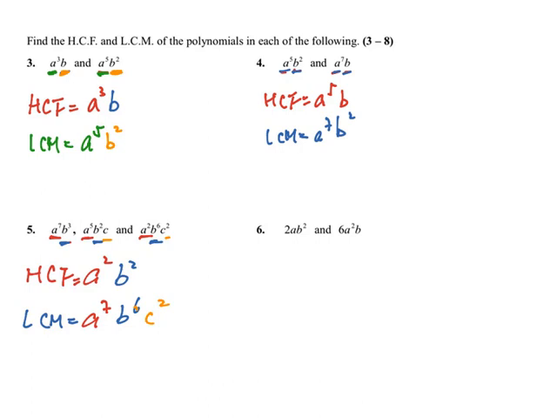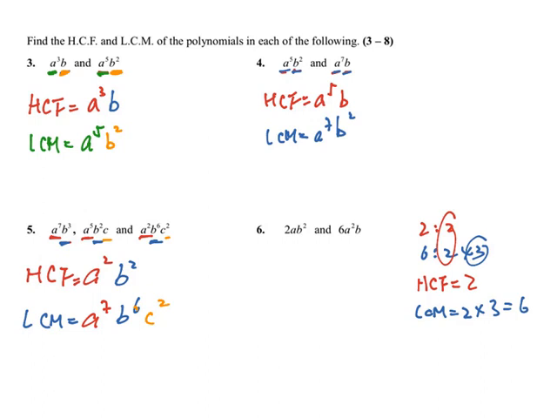Lastly, question 6. This time we have a number, so we can find the HCF and LCM of 2 and 6 first. For 2, it is 2, and for 6, 2 times 3. So the HCF for the number is 2, and for LCM, we use the common factor and then multiply by the remaining 3, so it is 6.